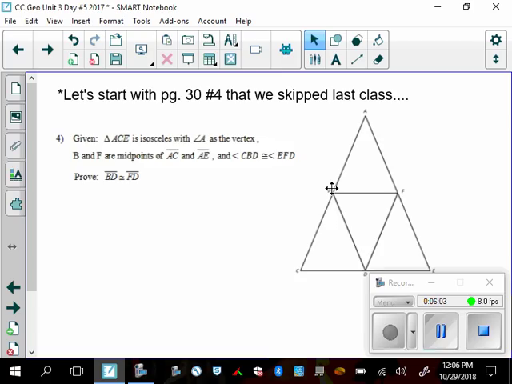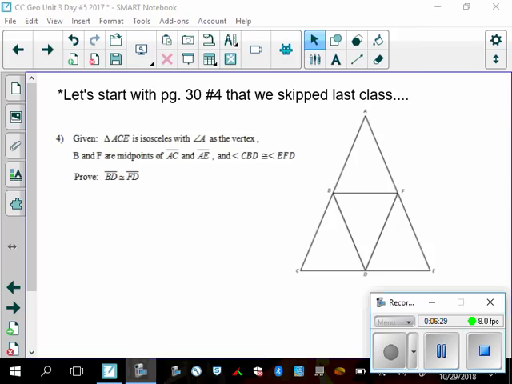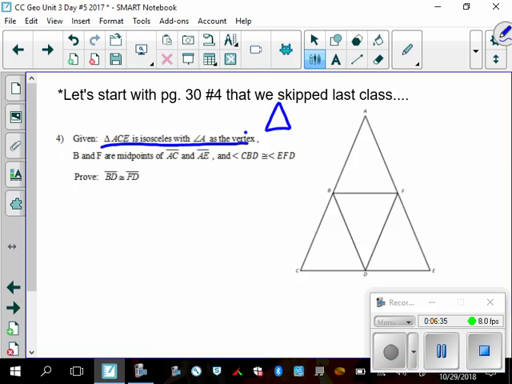All right, so I'm going to have you go to page 30 in your notes packet. I'd like to go through this proof with you and write it down. My first suggestion is you label the picture from what it's telling me are my givens. If the big triangle is isosceles with A as a vertex angle, the vertex angle is between the two congruent legs. So this is going to lead me to AC equals AE.